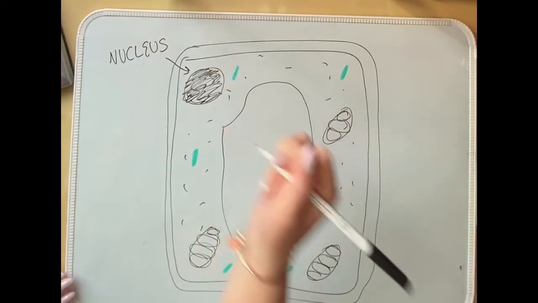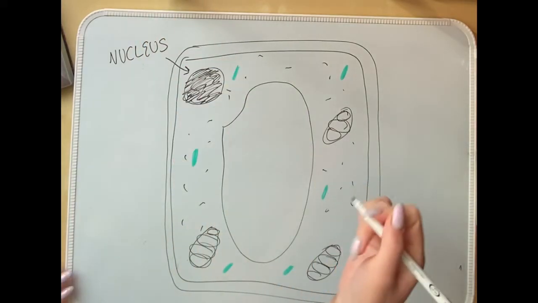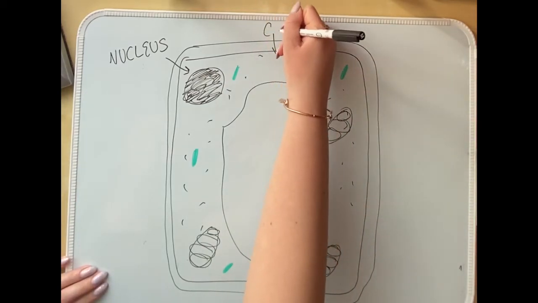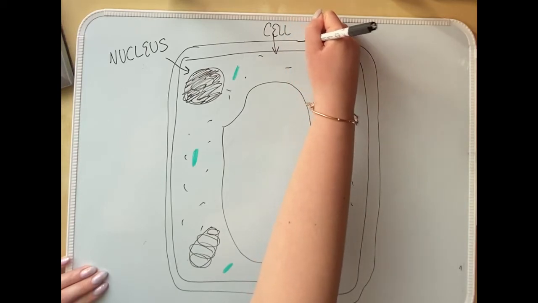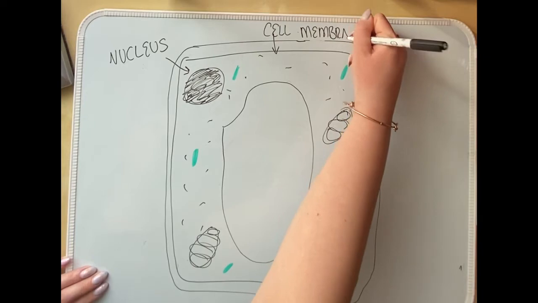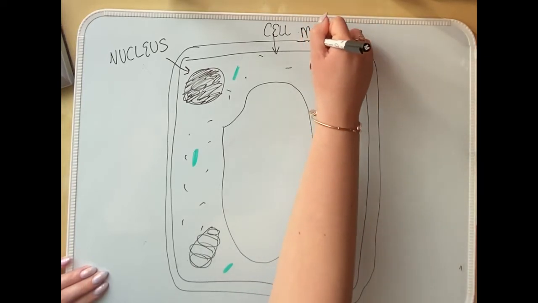The next organelle is the cell membrane. This is the inner line in the plant cell. It is still semi-permeable, therefore only allowing certain particles into the cell. Remember, it's like a bouncer at a club.